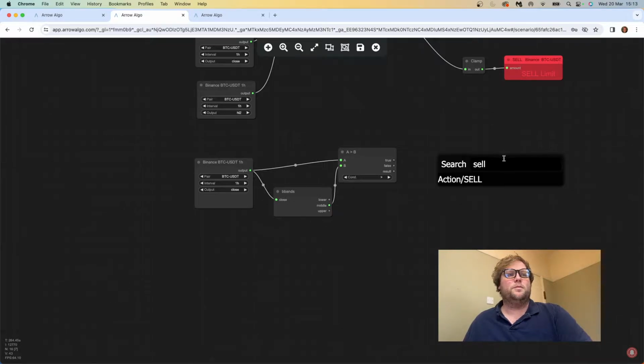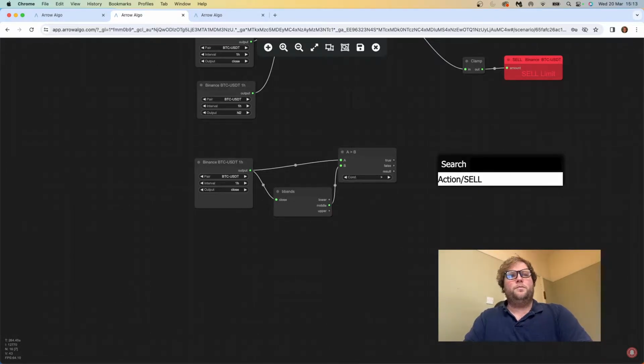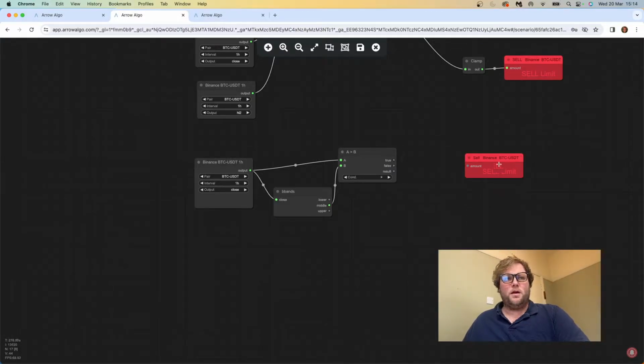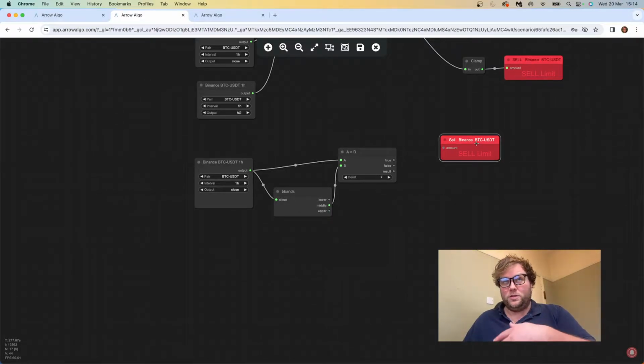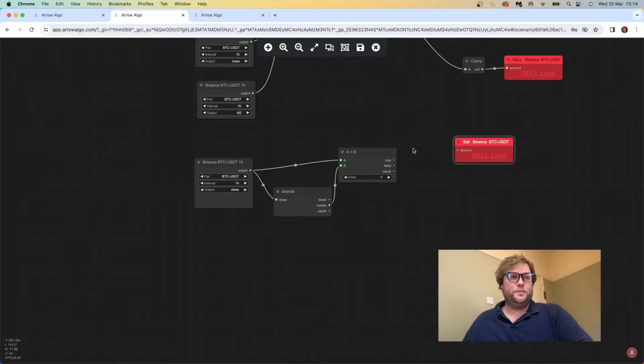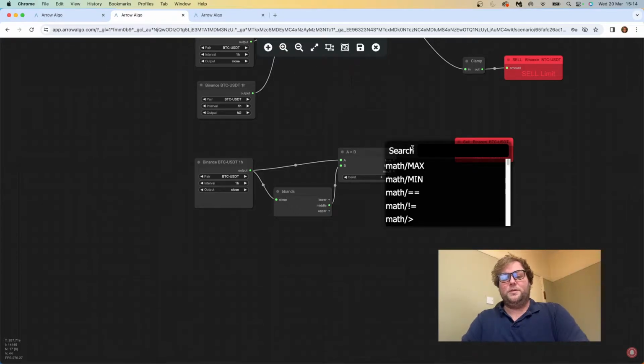Now the last type of block is an action block. We've got two types of action blocks at the moment. It's a buy block and a sell block. We are bringing in a notification block very shortly, so if you don't want to send the signal directly to your trading account, you can just have it send you an email or a text message. Notifications will be coming very soon.